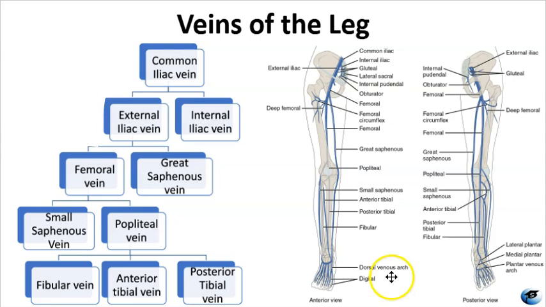So, some more tips for identifying these things. Use the anatomical landmarks, right? The popliteal fossa, the inguinal ligament. These can help you to orient yourself on both the anterior and posterior views. And remember that deep veins typically mirror arteries, while superficial veins are more variable in their location.